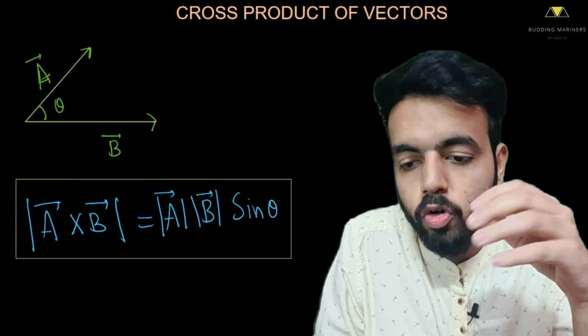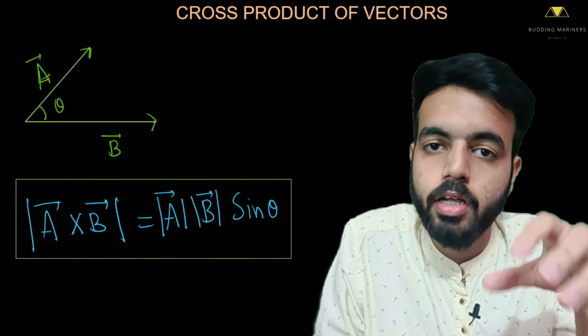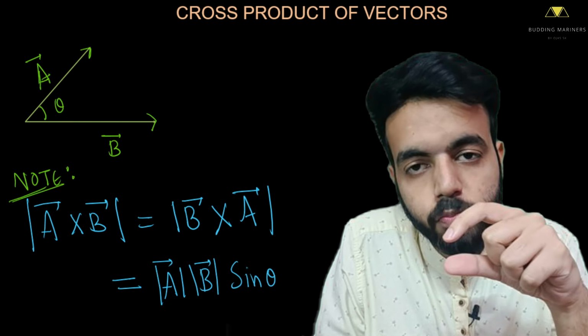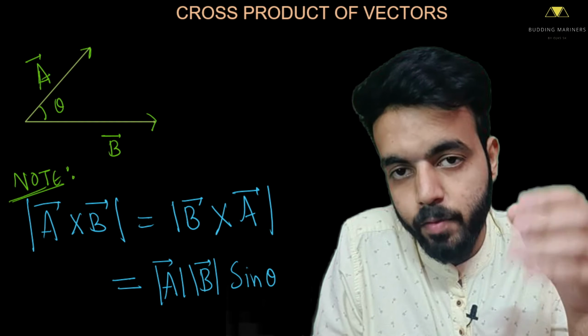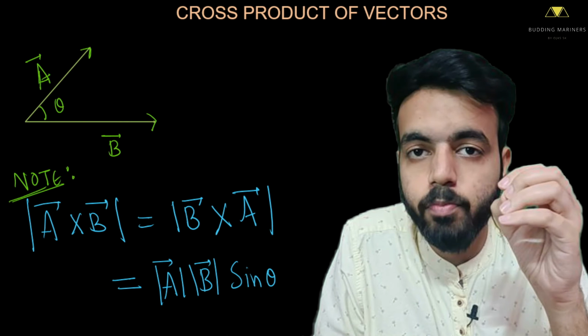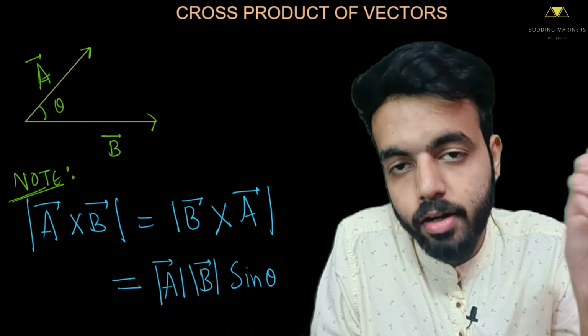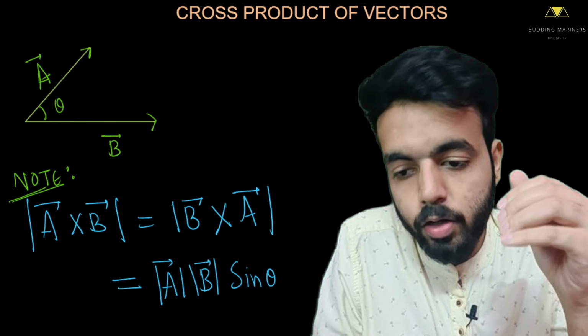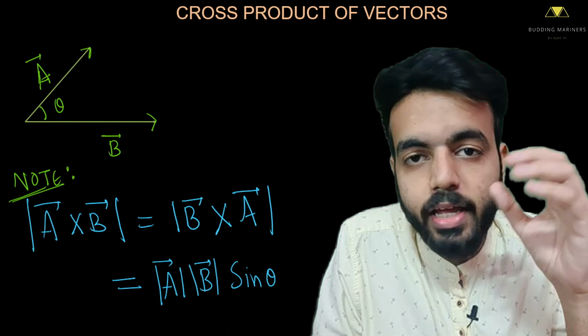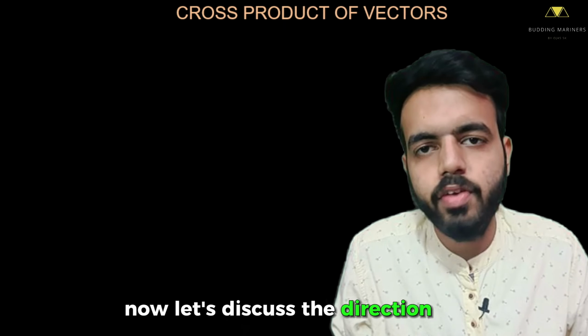Okay, so this is going to be the magnitude of A cross B. Remember one thing, that the magnitude of A cross B and the magnitude of B cross A are both equal to AB sine theta. The directions are going to be different. We'll talk about that, but the magnitude of both of them is going to be AB sine theta. Now let's discuss the direction of A cross B.